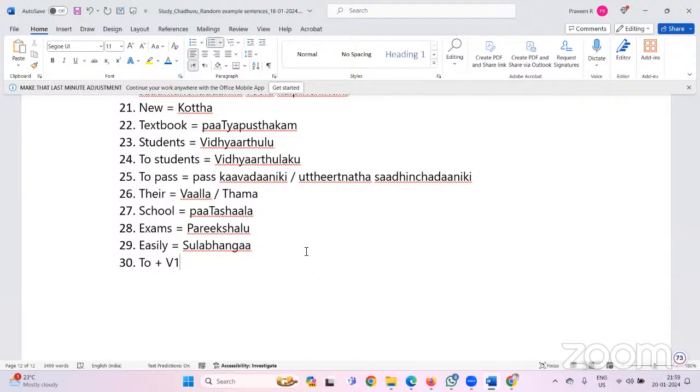So in the whole sentence, if you see this pattern, you need to make the conjugation like this. For example, eat means tinu. To eat means tinadaniki. Now, let's have some practice. You can say commonly used verbs. Let's ask Vinod garu to tell some commonly used verbs. Then we'll put them in this pattern, the to-eat pattern.